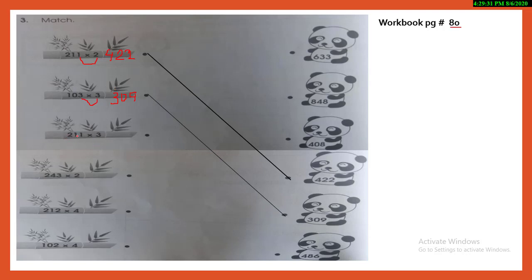Same number, 211 multiply by 3. So 3 ones are 3. Now I hope that you guys understand how to do it. 3 ones are 3. Step by step we are gradually moving forward. And 3 twos are 6. What will be your answer? 633. Where is it? Here.